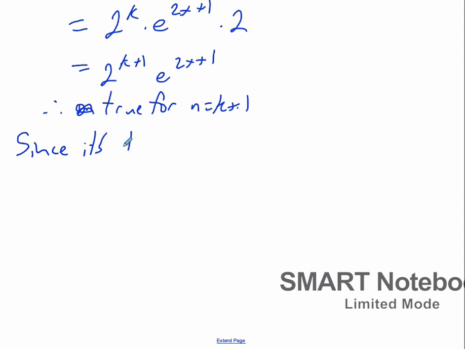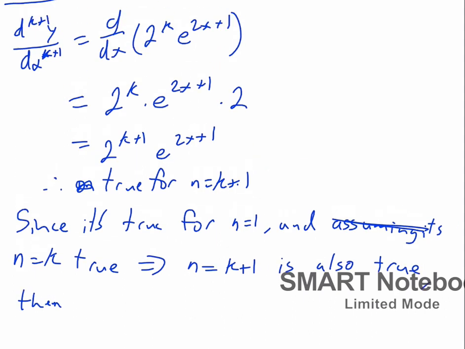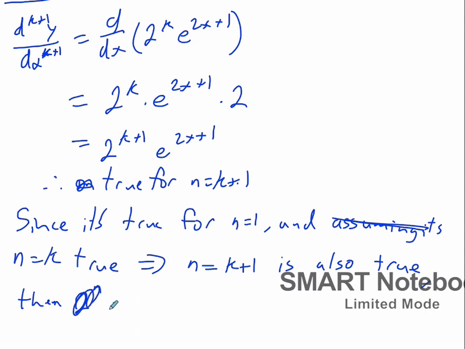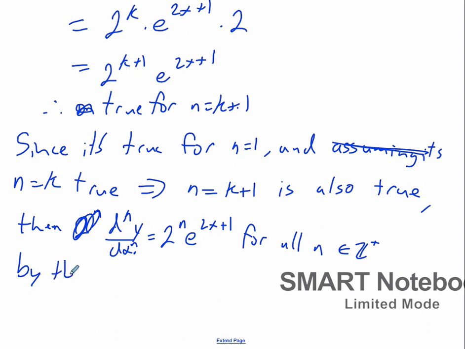Since it's true for n equals 1, and assuming it's true, or you can write like this, which is even easier: n equals k true implies n equals k plus 1 is also true. Then it's true for all, I'll write down the actual statement, 2 to the n, d^n y over dx^n equals 2^n e to the 2x plus 1 for all n in Z plus by the principle of mathematical induction.